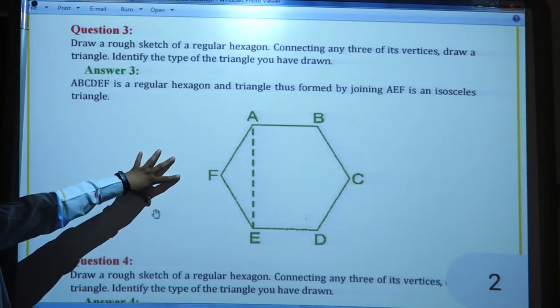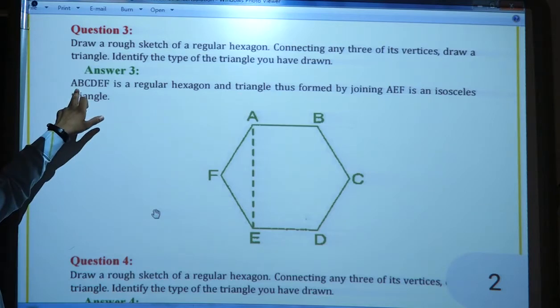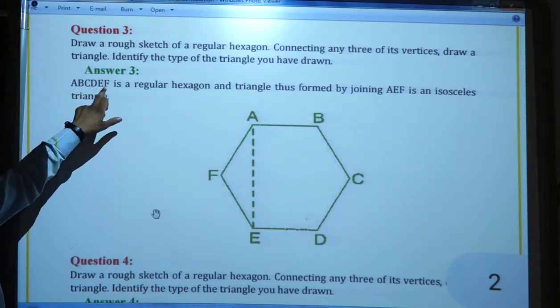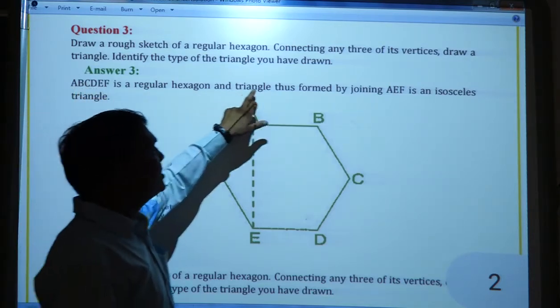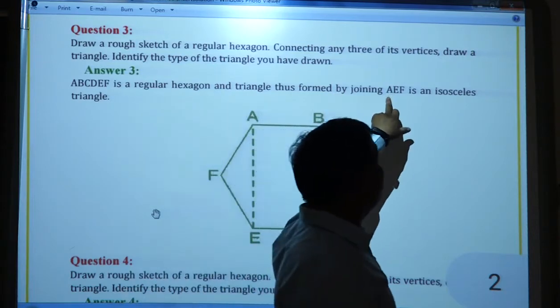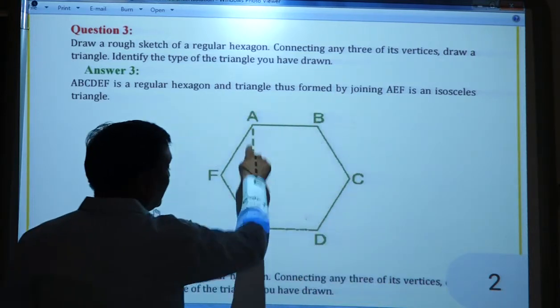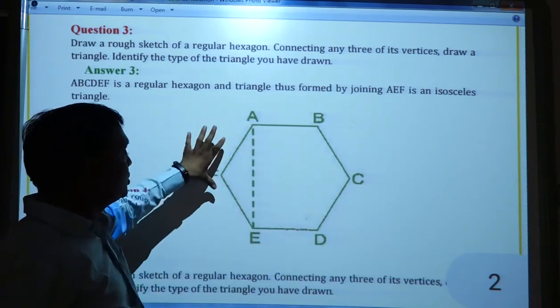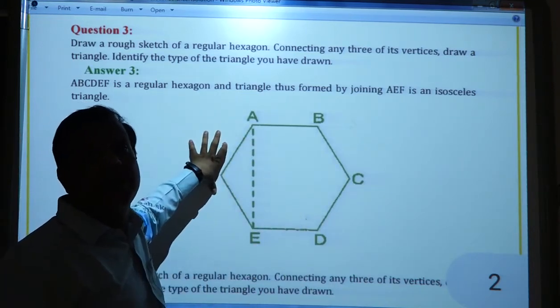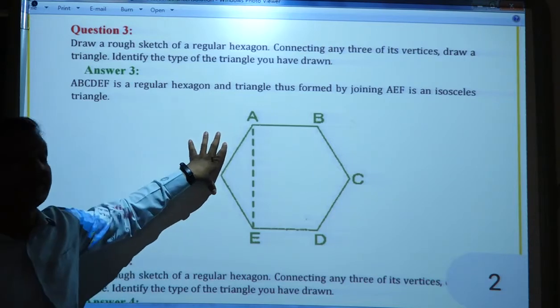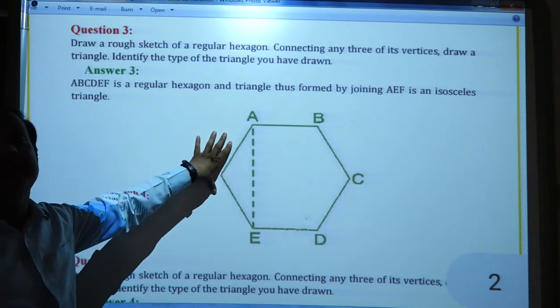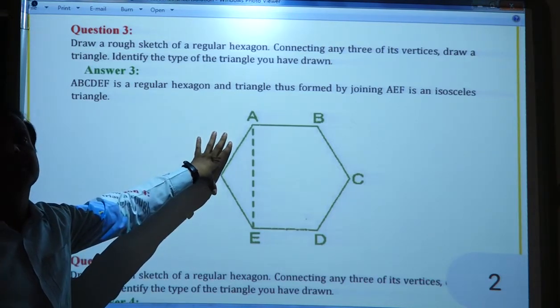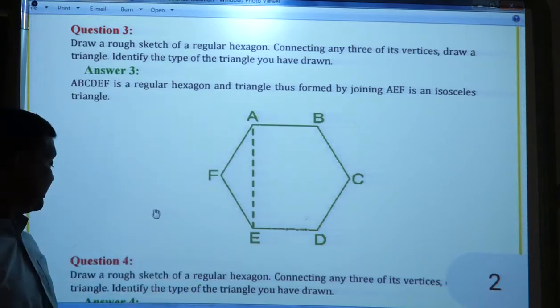So here we form a hexagon. A, B, C, D, E, F is a regular hexagon, and a triangle is formed by joining A, E, F. Triangle AEF is an isosceles triangle because these 2 sides are equal. And in a regular figure, regular means all sides are equal. So this side is equal. So what is it? An isosceles triangle is formed in the hexagon. Next question.